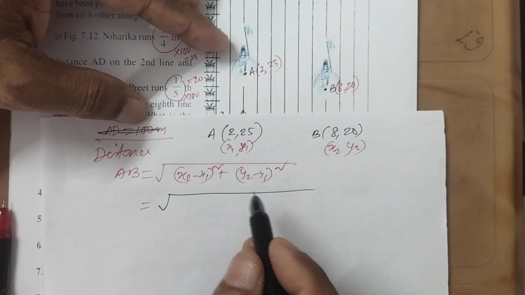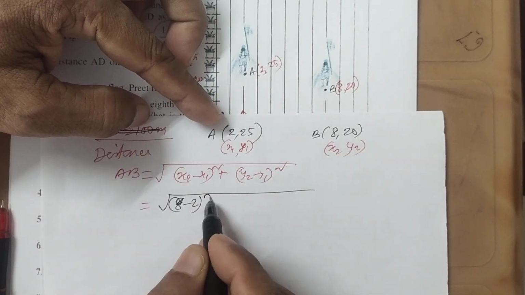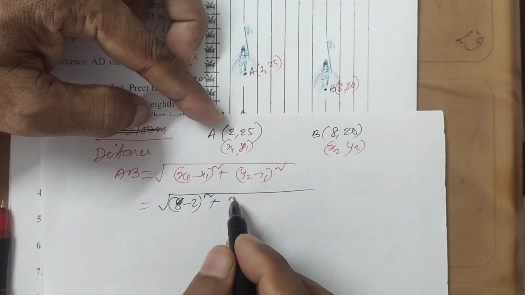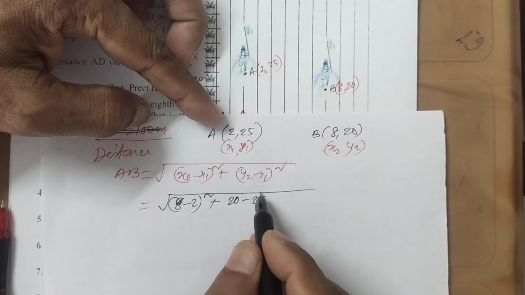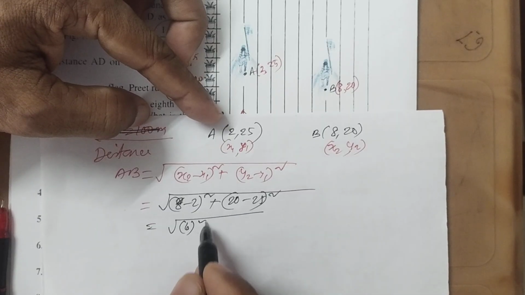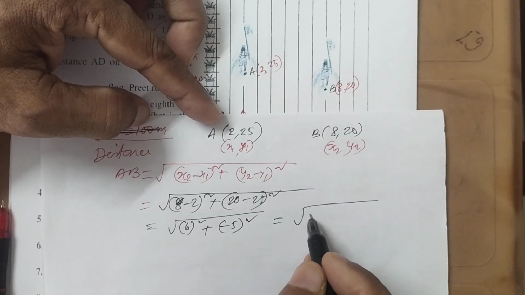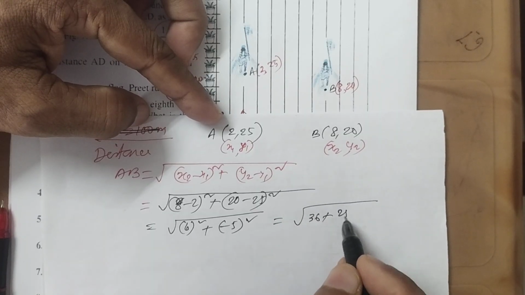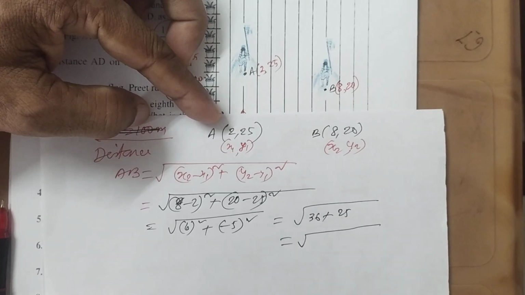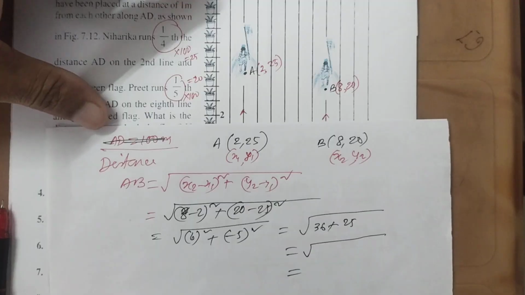You see, x2 is 8, so 8 minus 2 square, and 20 minus 25 square. So 8 minus 2 is 6 square, and 20 minus 25 is minus 5 square. 6 square is 36, 5 square is 25. You can calculate whatever it is, okay? So the distance between the two persons you got.